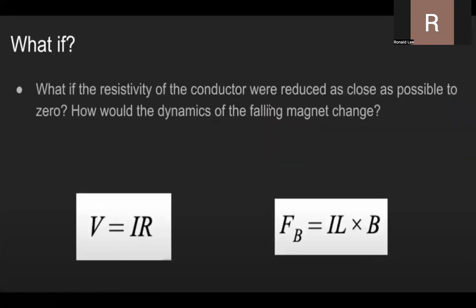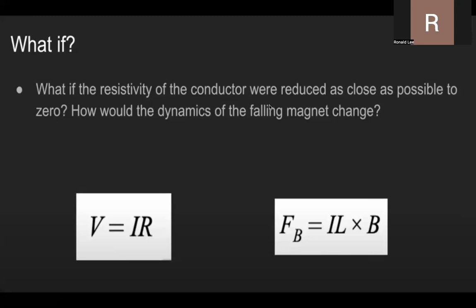What if? Let's consider two hypothetical scenarios. Zero resistivity: if the tube's resistivity were reduced to near zero, approaching superconductivity, the induced currents would become extremely large. This would result in a much stronger opposing magnetic force, causing the magnet to fall very, very slowly.